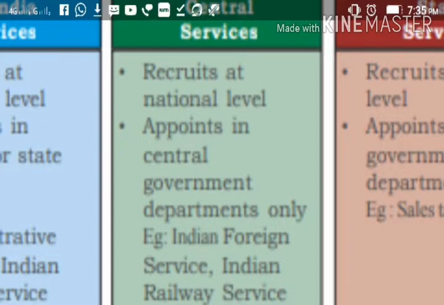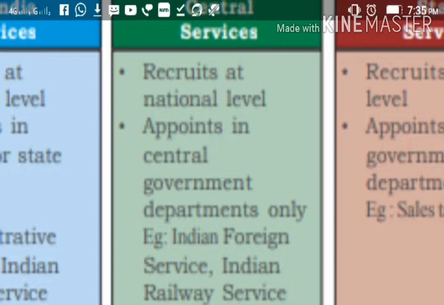The next one is Central Service. Recruited at the national level, appointed in central government departments. That we call the central service. Central service employees or officers are appointed at the national level under the government department only. And you always hear government employment, central government employee. Central government employment we call central service. Central government department employees we call central service.